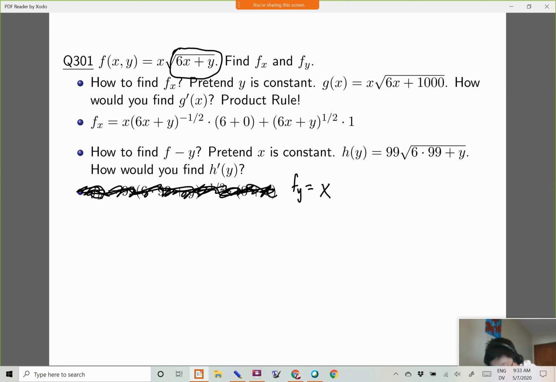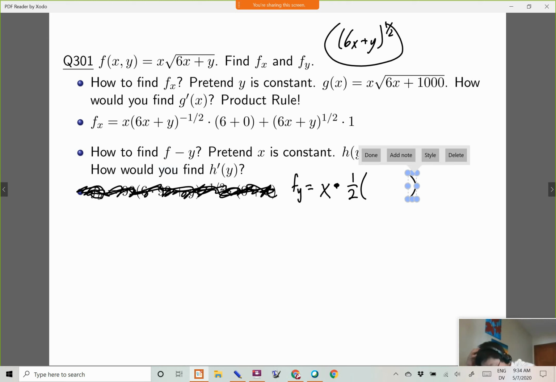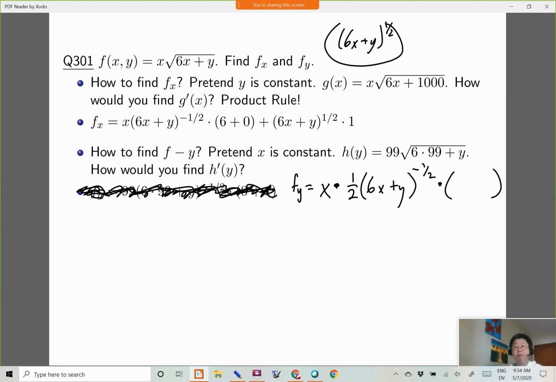Remember this, if you would like to, think of it as 6x plus y raised to the 1/2. Great, right? So now we need to differentiate this and put the result right here. So times, well, to differentiate this, we need the chain rule. So 1/2 times the inside stuff raised to the negative 1/2. So the inside stuff was 6x plus y. But the chain rule says we need to differentiate the inside stuff. So we need to differentiate 6x plus y and multiply by that result.